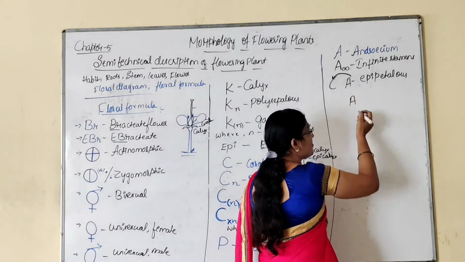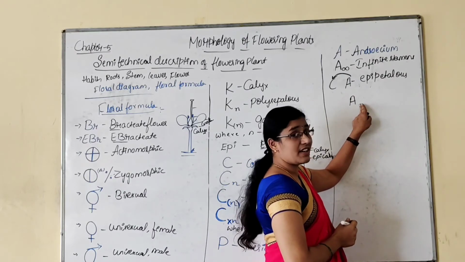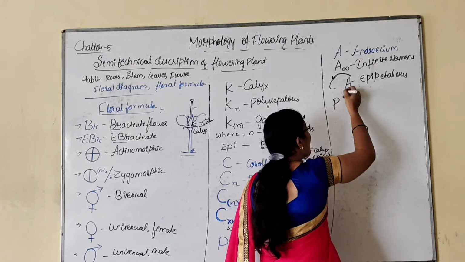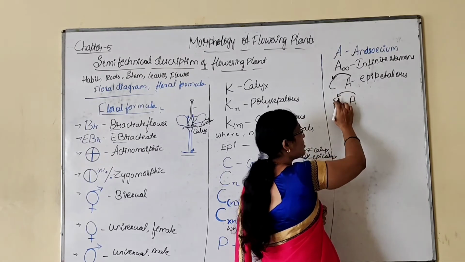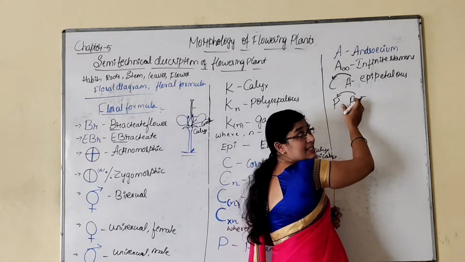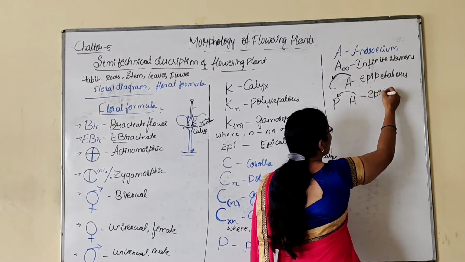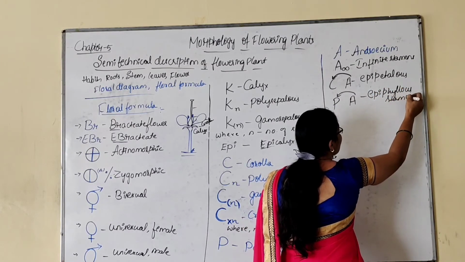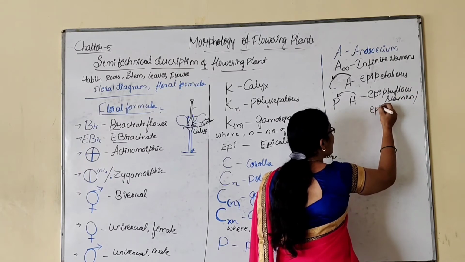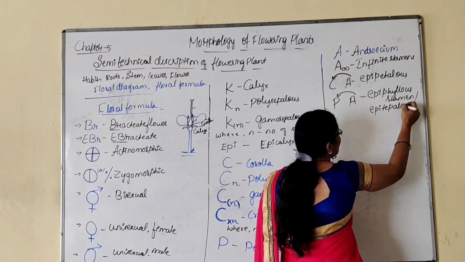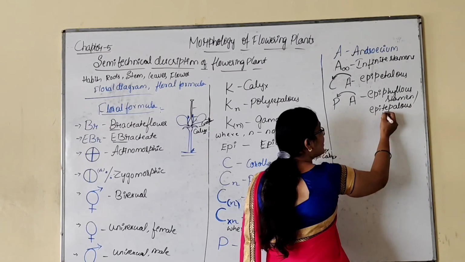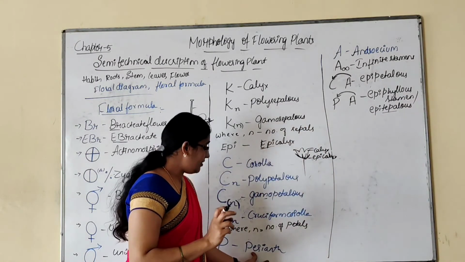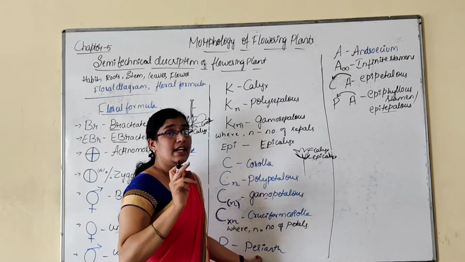The androecium. Stamens are the individual units of androecium. They are found attached to the perianth. So here the androecium or stamens are found attached to the perianth, and this symbol represents the epiphyllous stamens, or they can also be called epitepalous stamens. Tepals means the individual units of perianth are called tepals.